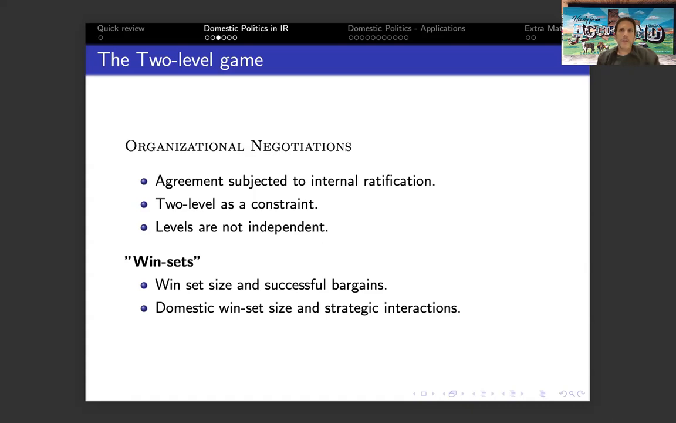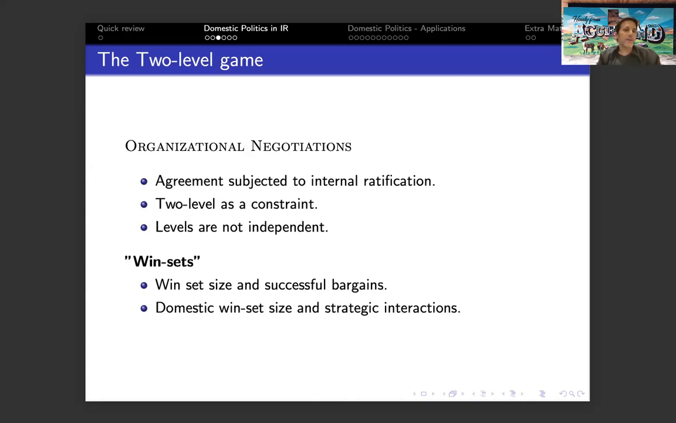The second point that Putnam makes is the relative size of the level 2 win set. So the size of the win set at the domestic level affects the distribution of joint gains in the international negotiations. And the more options are available, the more those negotiators can deal with their counterparts. So the more there's a possibility for actual negotiations with another country, and smaller win sets restrict the potential for solving those problems. So that's just overall.